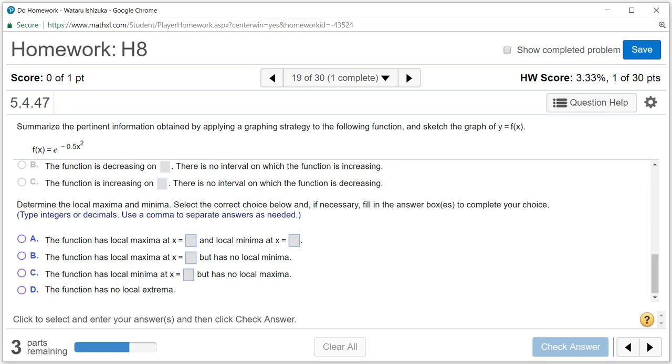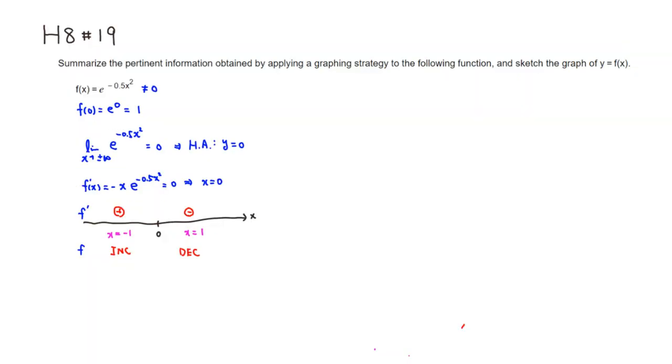And now we're going to talk about local max and local min. Let's look at the shape.